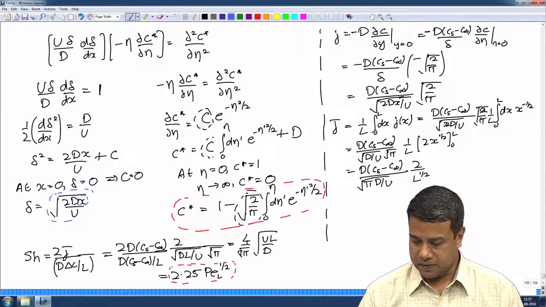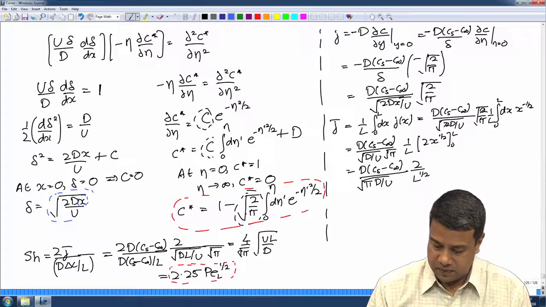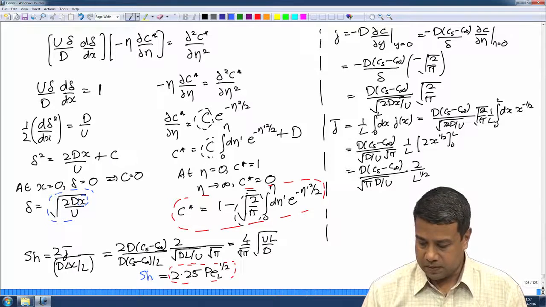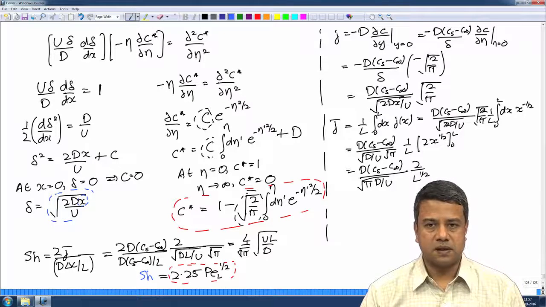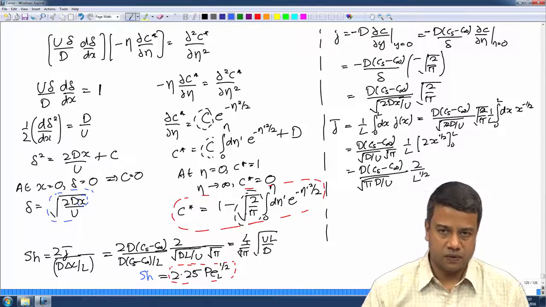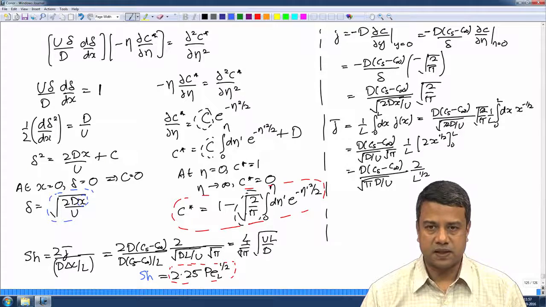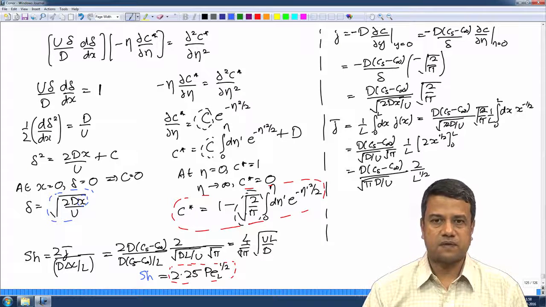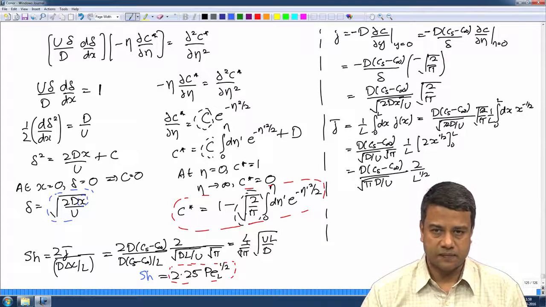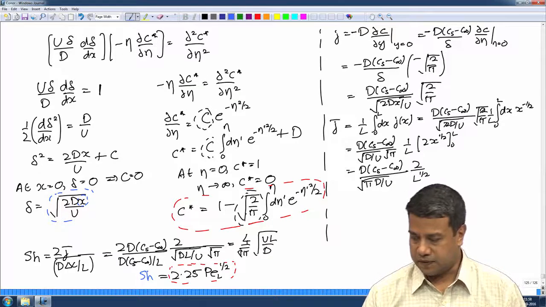And based upon that, we got a Sherwood number which goes as Peclet number to the plus half because diffusion is enhanced by a factor of 1 over the boundary layer thickness. So, boundary layer thickness goes as Peclet to the minus half, the diffusion flux will go as Peclet number to the plus half. This was for a falling film.